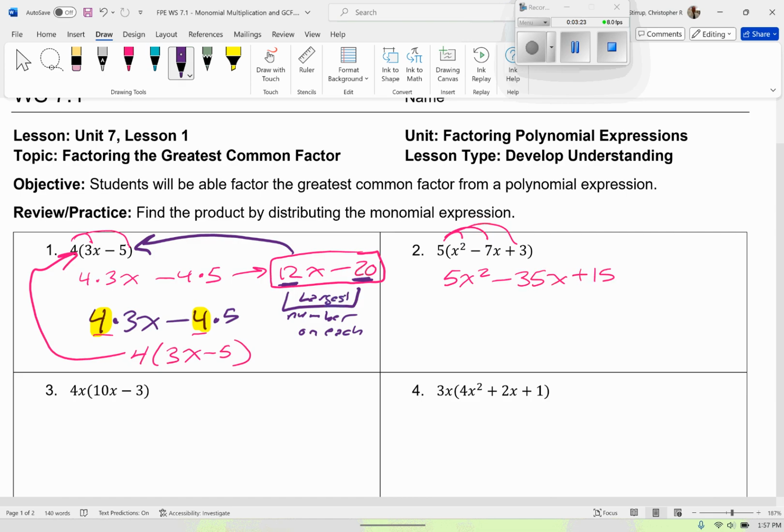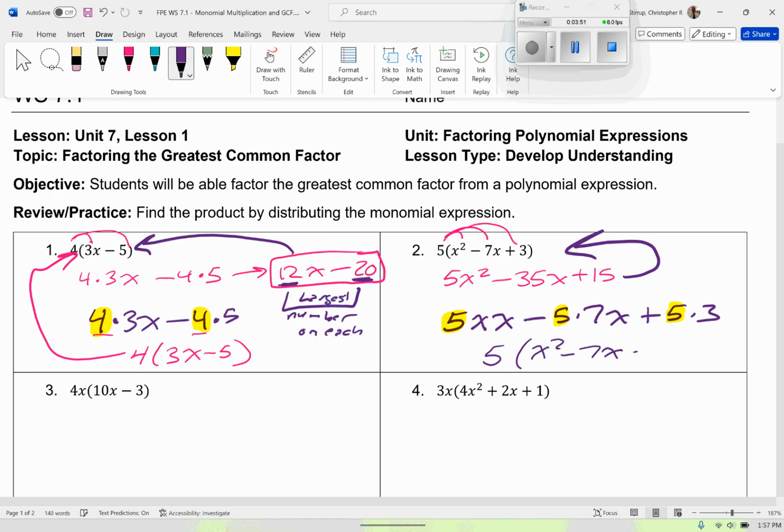So if I were to take it back going backwards, I'd have to realize that's basically the breakdown of what we have. And then you're like, okay, what do I have the same on all of them? And I have a 5 that's the same. And so you could factor a 5 out, and then x times x is x squared, minus 7x plus 3.